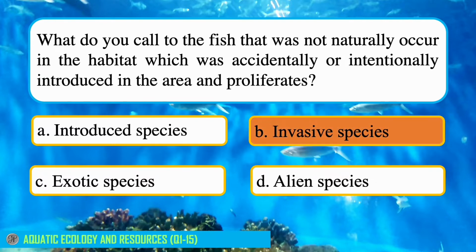The answer is letter B. Invasive species. The words introduced, exotic, and alien species are synonymous. These refer to those species that have been moved by humans to an environment where they didn't occur naturally. Introduced species can be accidental or intentional. Then later on, if these introduced species are not properly controlled and eventually proliferate in a certain environment, affecting the native ones, they will be categorized as invasive species.